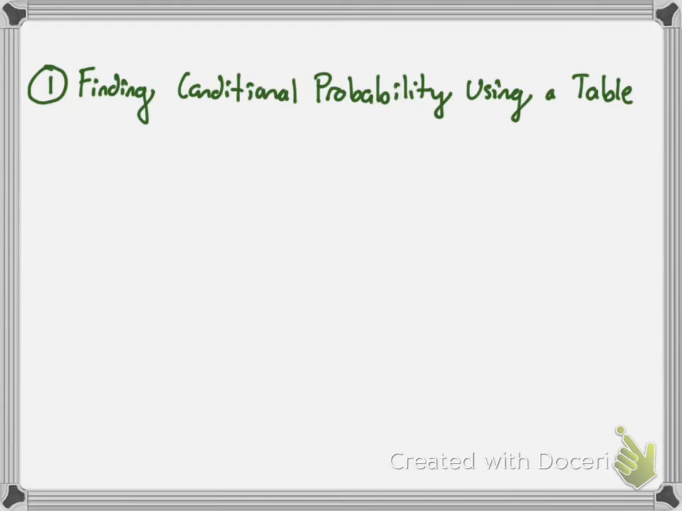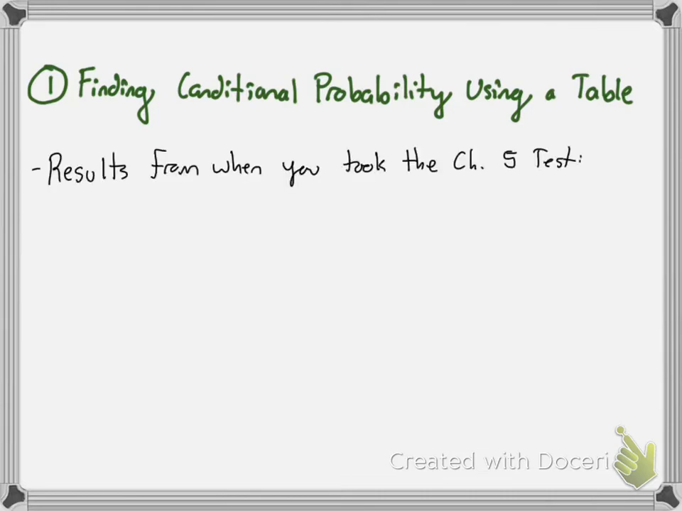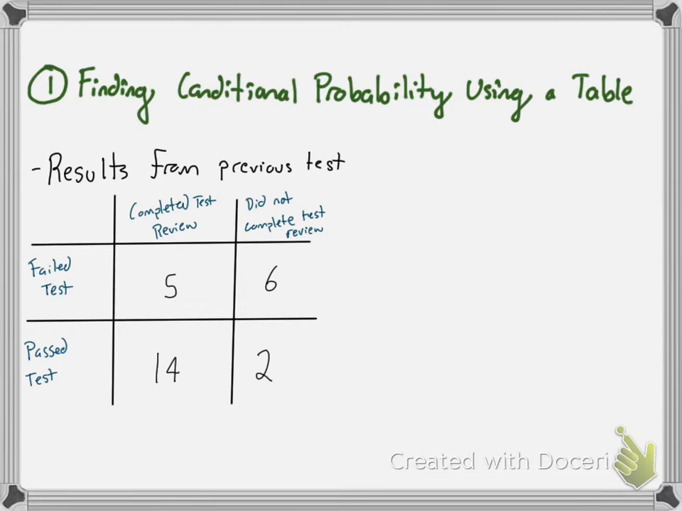So let's find conditional probability using a table. Here are our results from when you took a previous test. I have it spread out between who completed the test review that I gave out and who didn't, and if you failed the test or if you passed the test. Failing the test here would be a D or an F. Passing the test, I'm considering an A, B, or C.